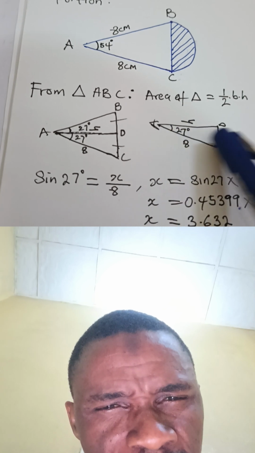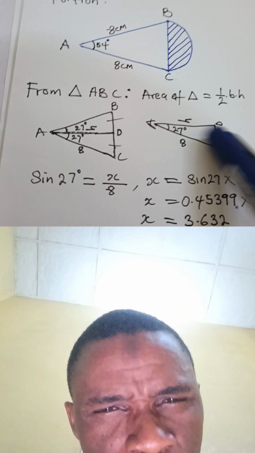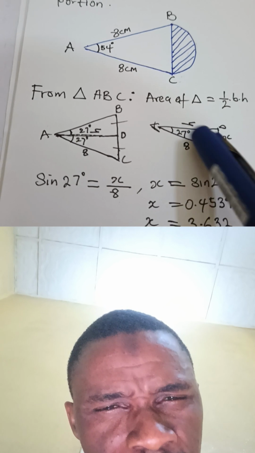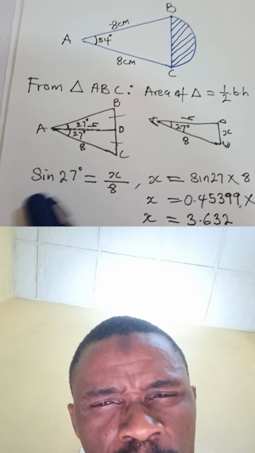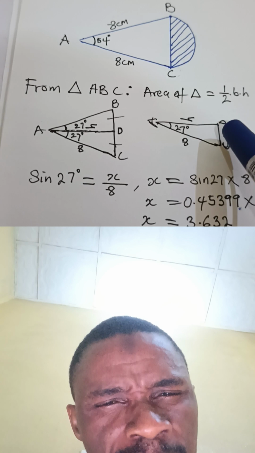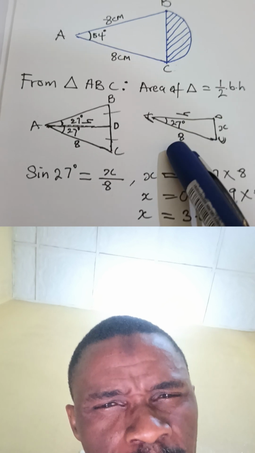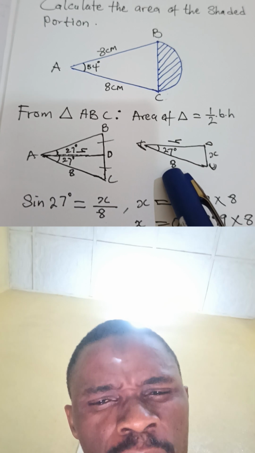So the opposite here is what? The side opposite to this angle is x. So this becomes the opposite, and this becomes the hypotenuse. So invariably we are going to use what? Sine, because it is only sine that goes with opposite over hypotenuse, if you still remember the common form, SOHCAHTOA.